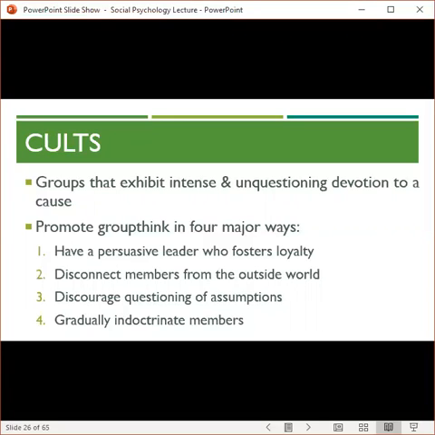Another example that shows the dangerous effects of groupthink are cults, which are groups that exhibit intense and unquestioning devotion to a single cause. In 1975, Marshall Applewhite founded the cult known as Heaven's Gate and convinced members that he was a reincarnated version of Jesus Christ who would take them to a starship in the afterlife. When a major comet approached Earth, the members of Heaven's Gate believed it was their calling and performed a group suicide where 39 people drank a poisoned cocktail.